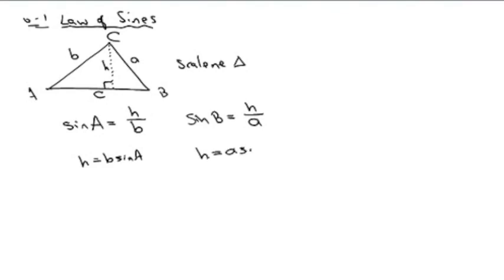Now, if you're dealing with systems of equations and they both equal one variable, we can set them equal to each other. So this becomes b sine of A is equal to a sine of B.